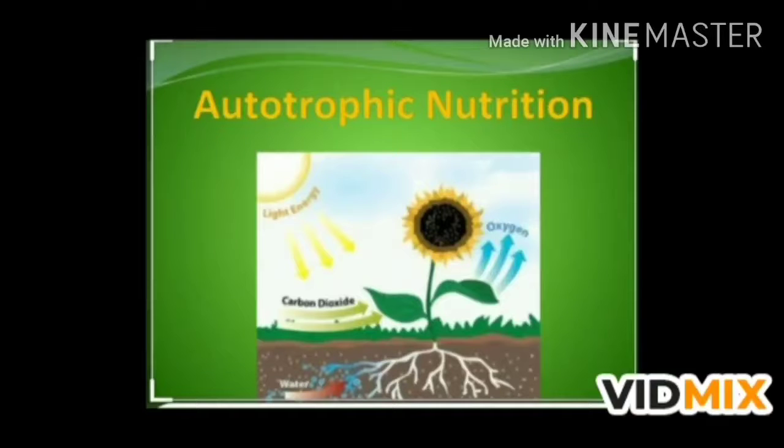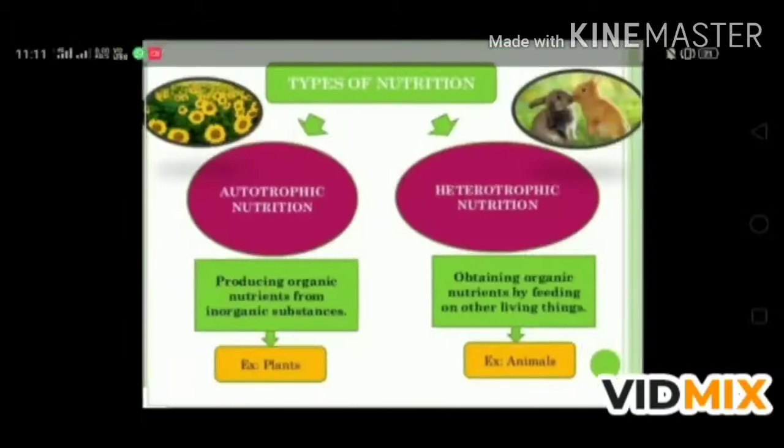Green plants make their food from carbon dioxide and water in the presence of chlorophyll and sunlight. So the mode of nutrition in green plants is autotrophic. Now heterotrophic nutrition.